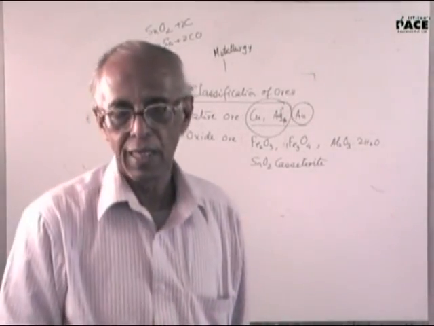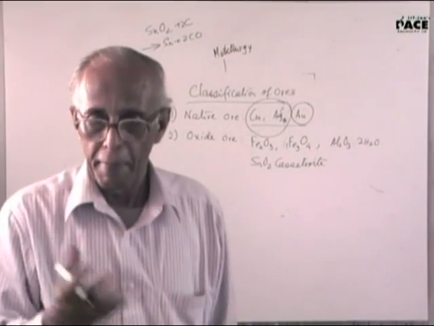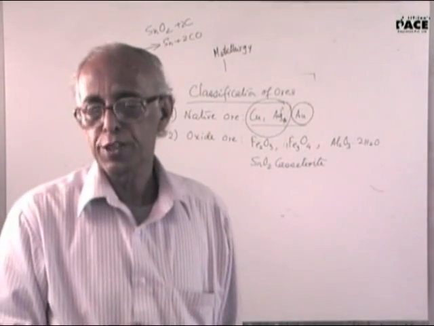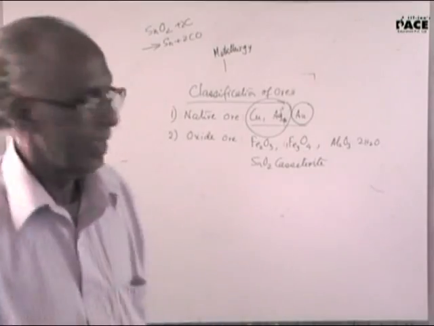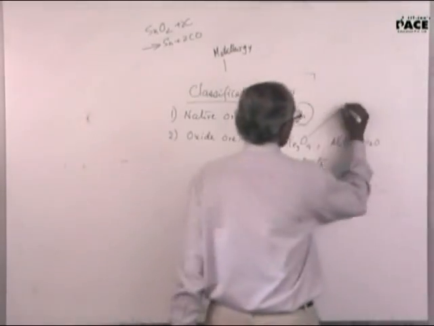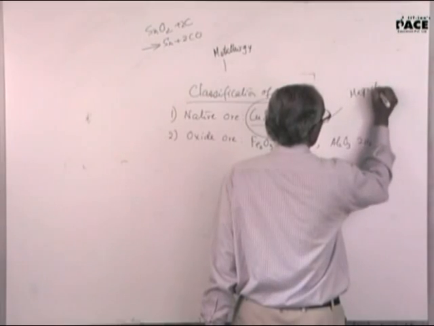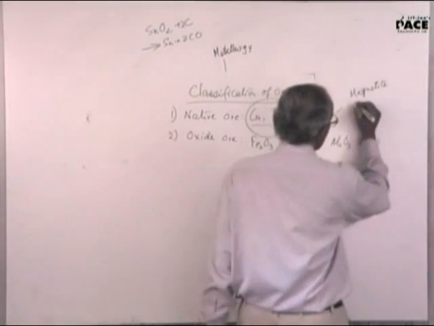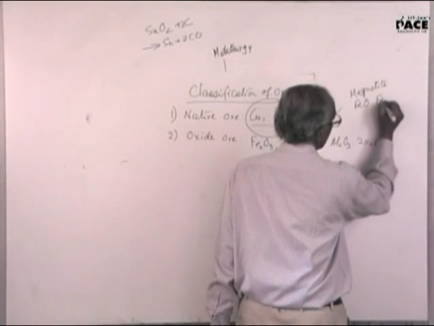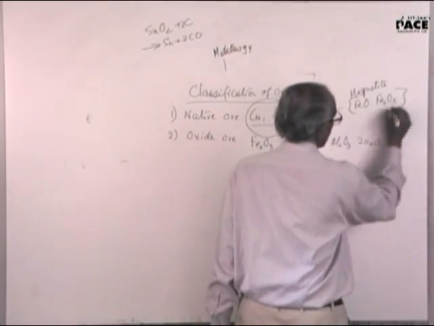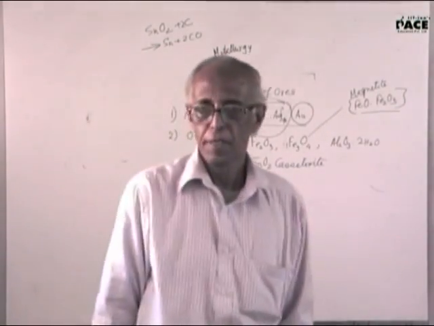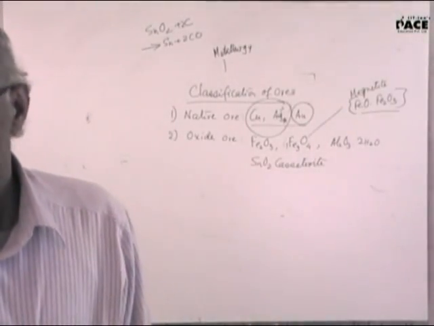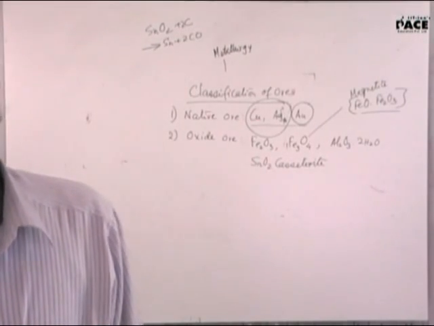Some of the oxide ores are like Fe2O3, which is known as hematite. Fe3O4 is called magnetite. Fe3O4 is a mixed oxide. If you add FeO with Fe2O3, you get Fe3O4. So you have the metal in two different oxidation states, 2 and 3.